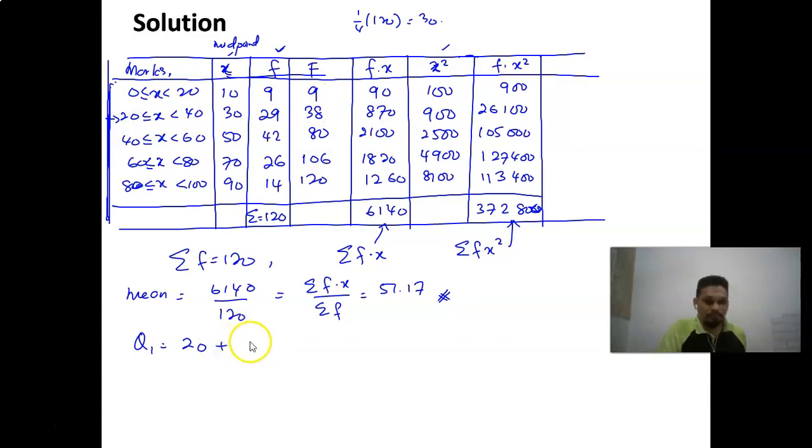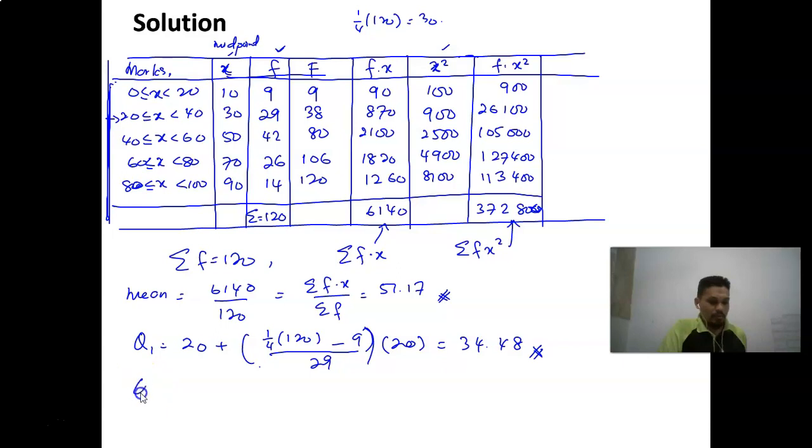So 20 plus one quarter times 120 minus 9, where 9 is the cumulative frequency before the first quartile class, then divided by 29, the frequency of the first quartile class, and multiplied with 20, the class size, since 20 to 40 has a difference of 20. It is equal to 34.48.